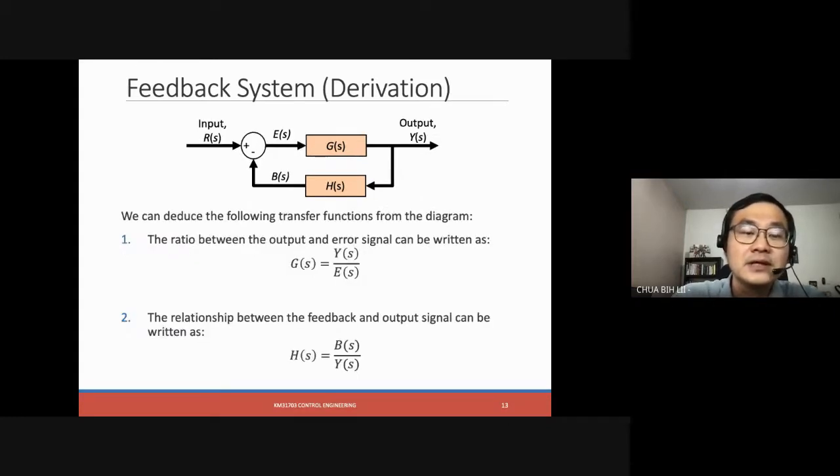Here, if we would like to deduce it, first we form the ratio between the output and the error. Output and error, so Y divided by E, gives us G. Then at the same time we also put another ratio, the feedback and the output, which gives us H.